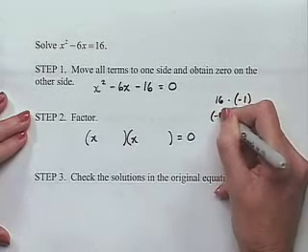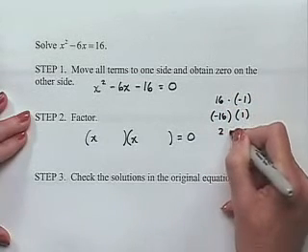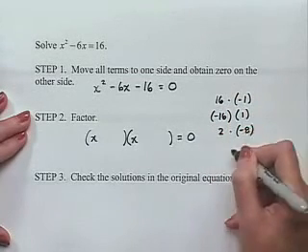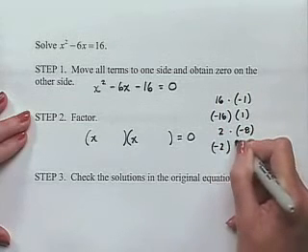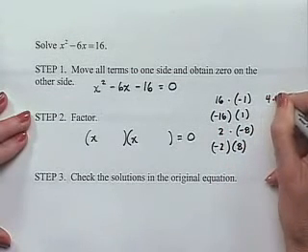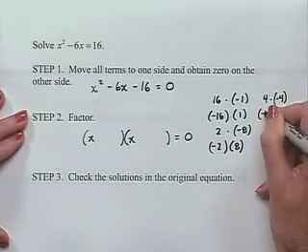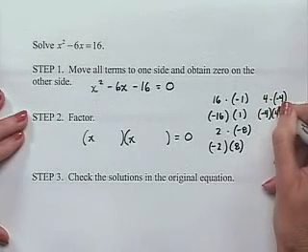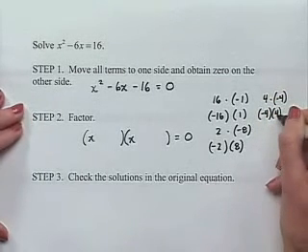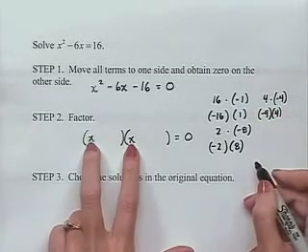We could have negative 16 times positive 1. We could have 2 times negative 8. We could have negative 2 times positive 8. We could have 4 times negative 4. Or it's possible that we have negative 4 times positive 4, which of course is the same, although I've listed it in different order. It's the same here because of the fact that we have an x and an x.